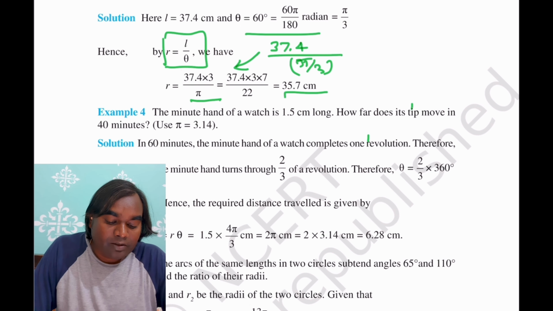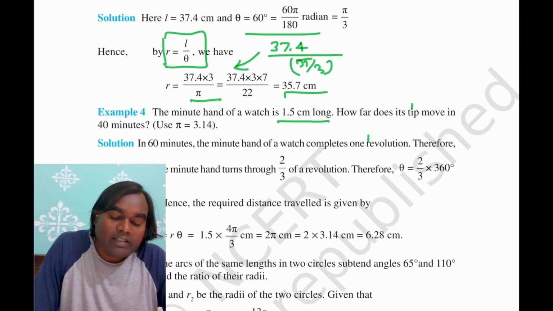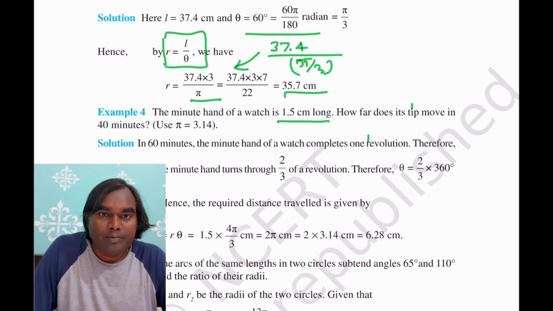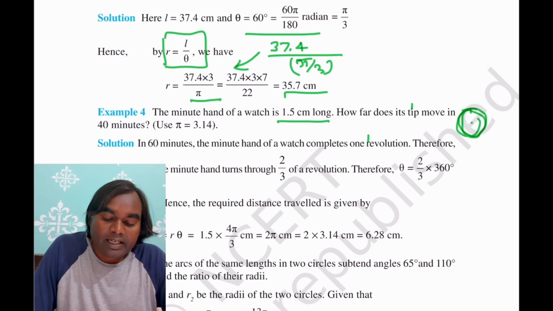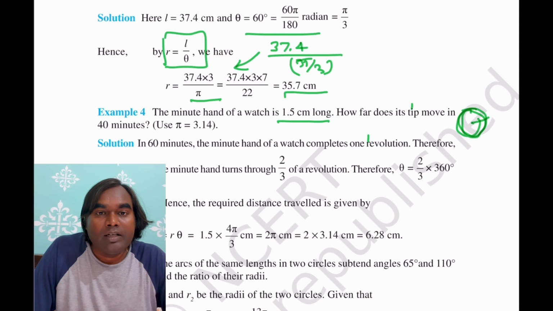So what is given? Radius. A watch is a circular thing, so in a plane it makes a circle. So the minute hand, that means the radius of the circle, is given 1.5 centimeter, and it is asking the length of an arc swept by the minute hand in time 40 minutes.